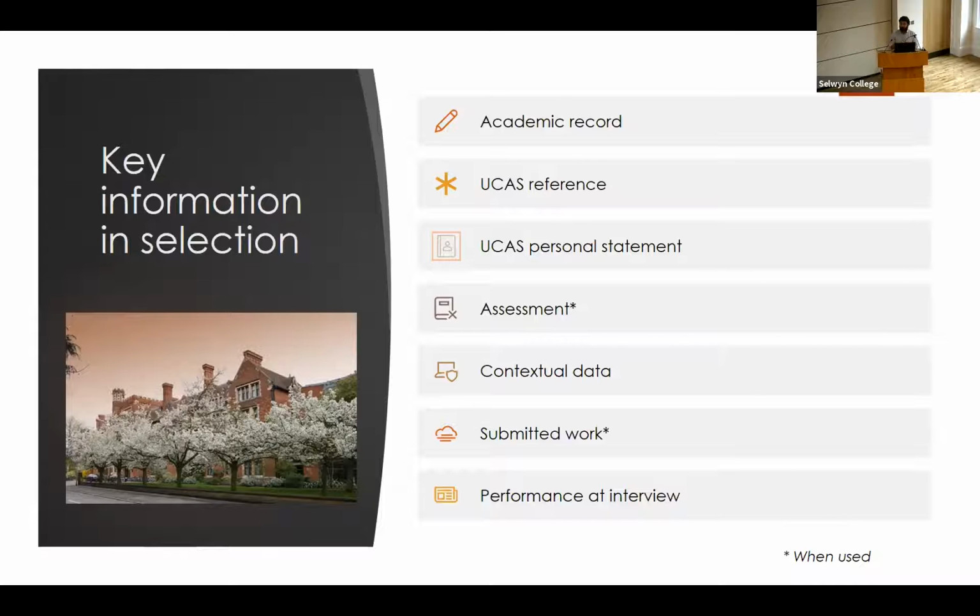Some courses ask for submitted work, so this will be teacher assessed work, but that we also get to have a look at, and it gives us a feel as to what you've done during school. Now, only some courses look for that, but again, we'll let you know. And the other thing we're going to use is performance at interview. So if somebody is invited to interview, what we're obviously going to do is look at how they've done in the context of their own performance, but also in the wider picture within that subject area. So that's some of the key information that we're going to use in selection.